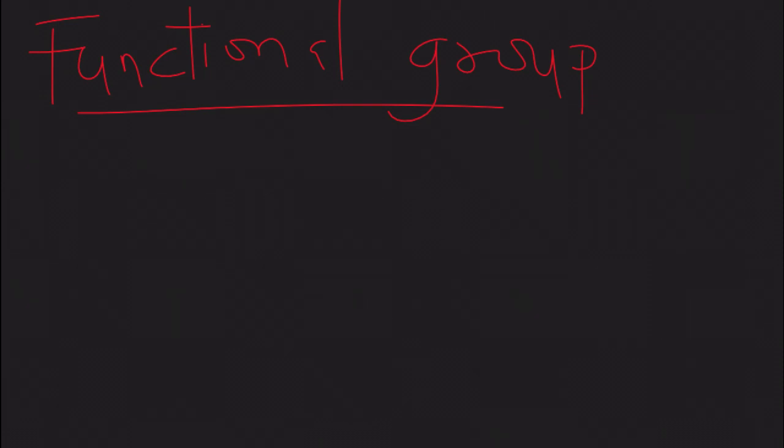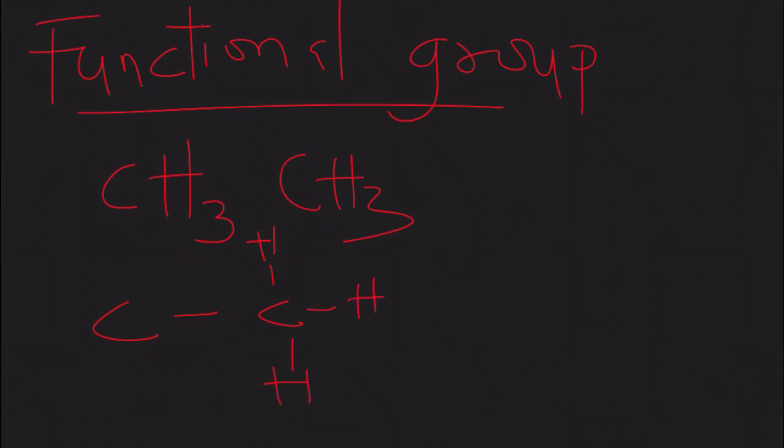So we have CH3, right? CH3, which basically is drawn as C having H bonded to it. So here we have single bonds connecting H or hydrogen and carbon.